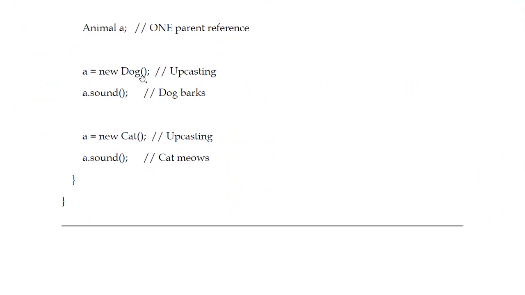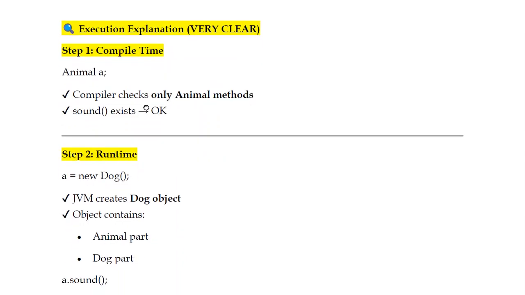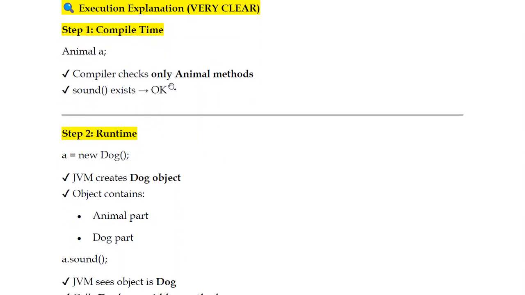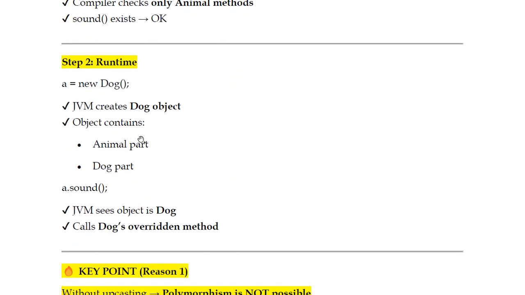This line is called upcasting. A equal to new Dog(), A equal to new Cat(). The parent class reference refers to the child class object. So we already mentioned that at compilation time, it checks whether the Animal method sound exists or not. Okay. Next, at runtime, the JVM creates a Dog object. The object now contains an Animal part and a Dog part also, because it extends which class? Animal class. It is the same for the Cat object also. The JVM creates a Cat object and it contains a Cat part and an Animal part.